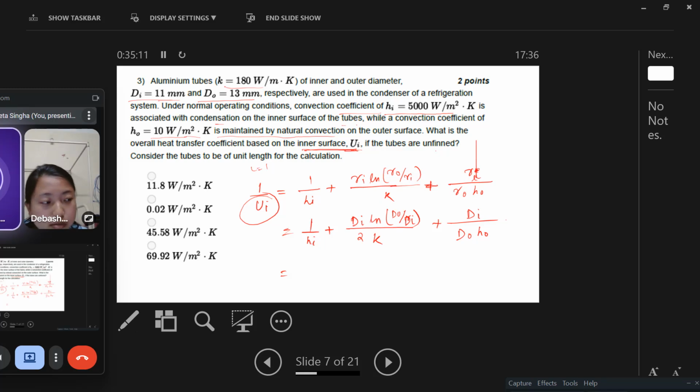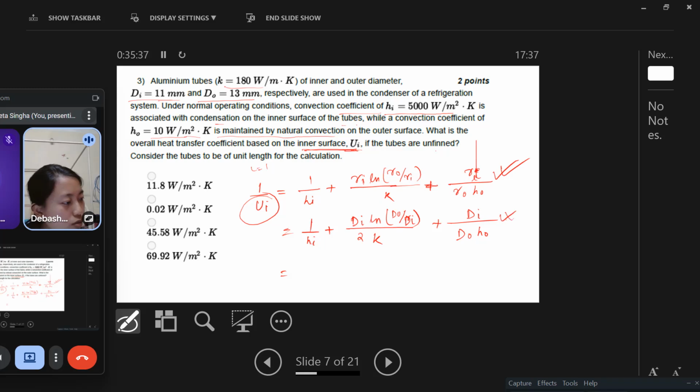Ma'am, will overall diameter be considered here, or radius? Radius will be considered or diameter overall considered? Anything you can consider. In terms of Ri, you can write Di. In terms of R naught, you can write D naught. That's what I said. You can write either in this form or this form. In terms of radius, you can write this. In terms of diameter, you can write this. Since diameter is given, you can use this.